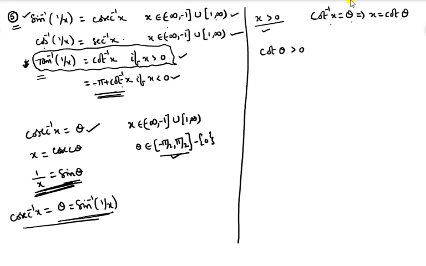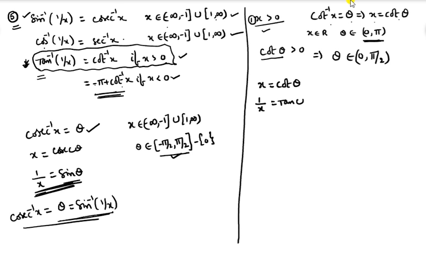Cot inverse x is equal to theta, and we are writing x is equal to cot theta, which means x belongs to all real numbers and theta belongs to the open interval 0 to pi. But we are proceeding with the case x greater than 0, so we got cot theta greater than 0. Cot theta is greater than 0 in this interval where theta belongs to the first quadrant. That means theta belongs to 0 to pi by 2. So x is equal to cot theta.